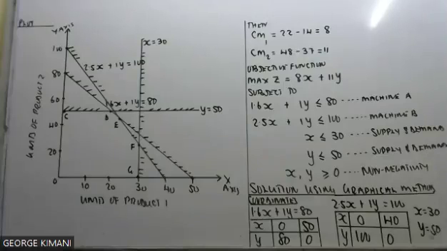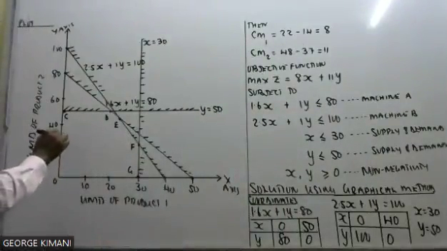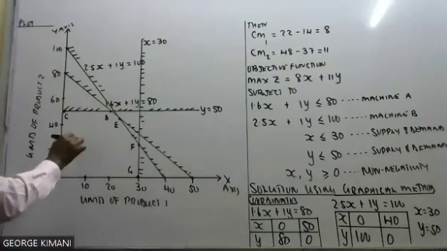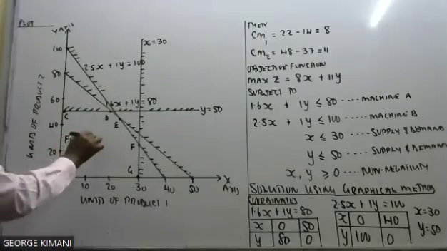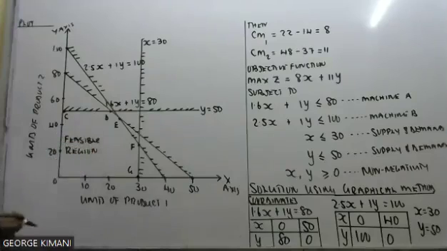Sasa hii imebaki, this one, it is called the feasible region. Now, feasible region is the region within which the constraints can be satisfied. So it's a region of solutions.